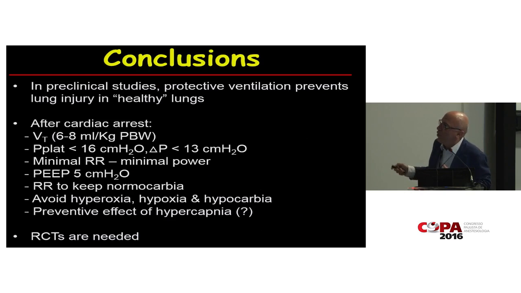And avoid, for sure, hypocapnia. New studies will clearly define the role of moderate hypercapnia between 45 and 55 to protect the lung, but they don't actually suggest doing this in routine clinical management. And of course, new randomized clinical trials are needed to better define the role of protective ventilation after cardiac arrest.